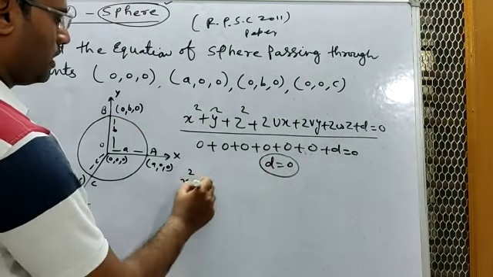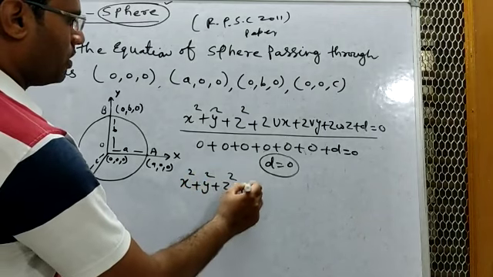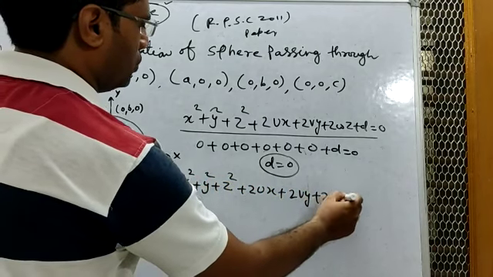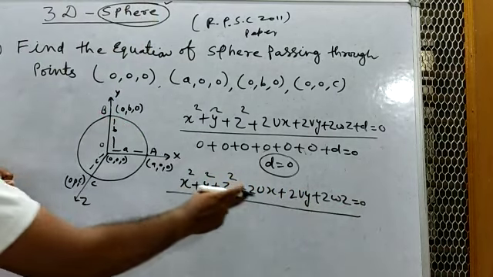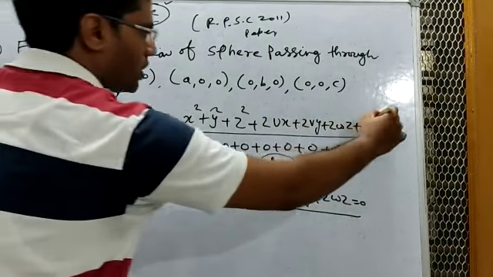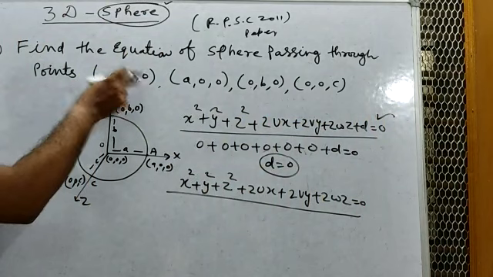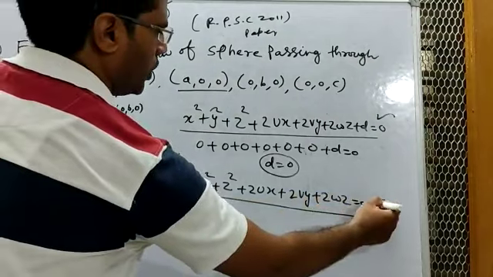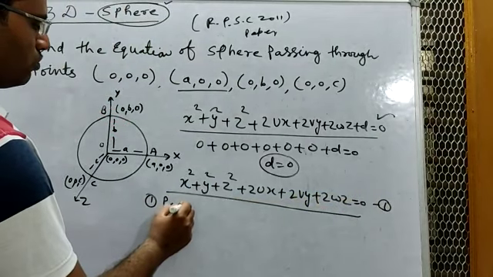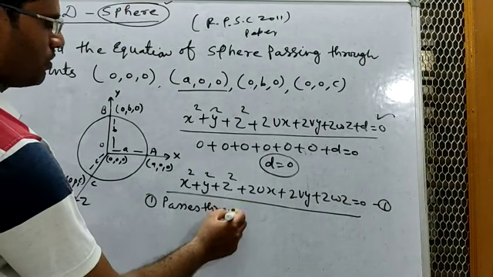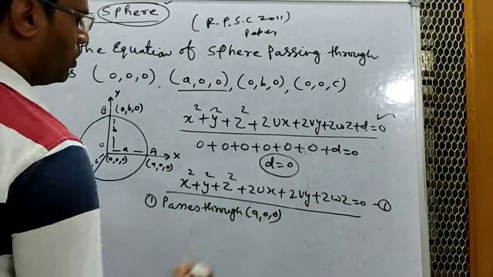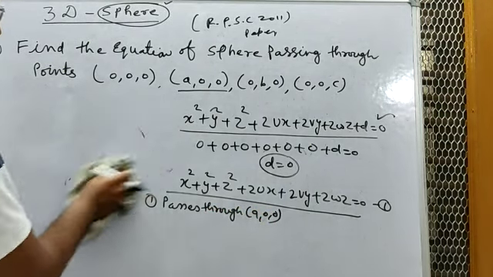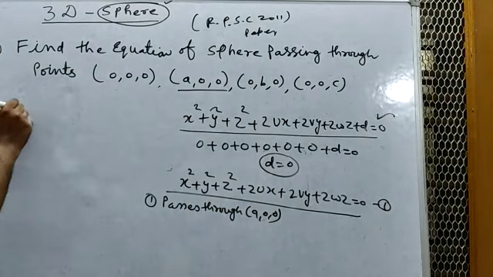So now the modified equation will be x square plus y square plus z square plus 2ux plus 2vy plus 2wz equal to 0. That equation arises because the standard equation passes through the point 0, 0, 0. Now we are talking about the second point, A, 0, 0. Equation number 1 passes through point A, 0, 0.